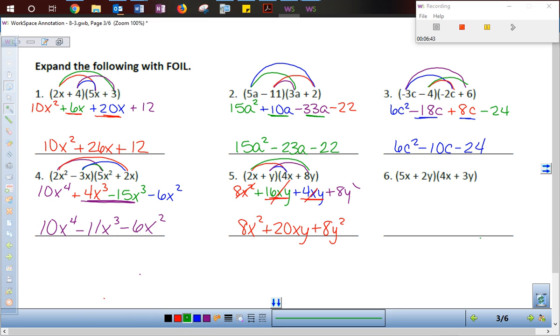Go ahead and pause the video and do number 6 on your own. So when I multiply number 6, 5x and 4x give me 20x squared. 5x and 3y give me 15xy. 2y and 4x give me 8xy. And 2y times 3y gives me 6y squared. Combining those like terms, I get 20x squared plus 23xy plus 6y squared.